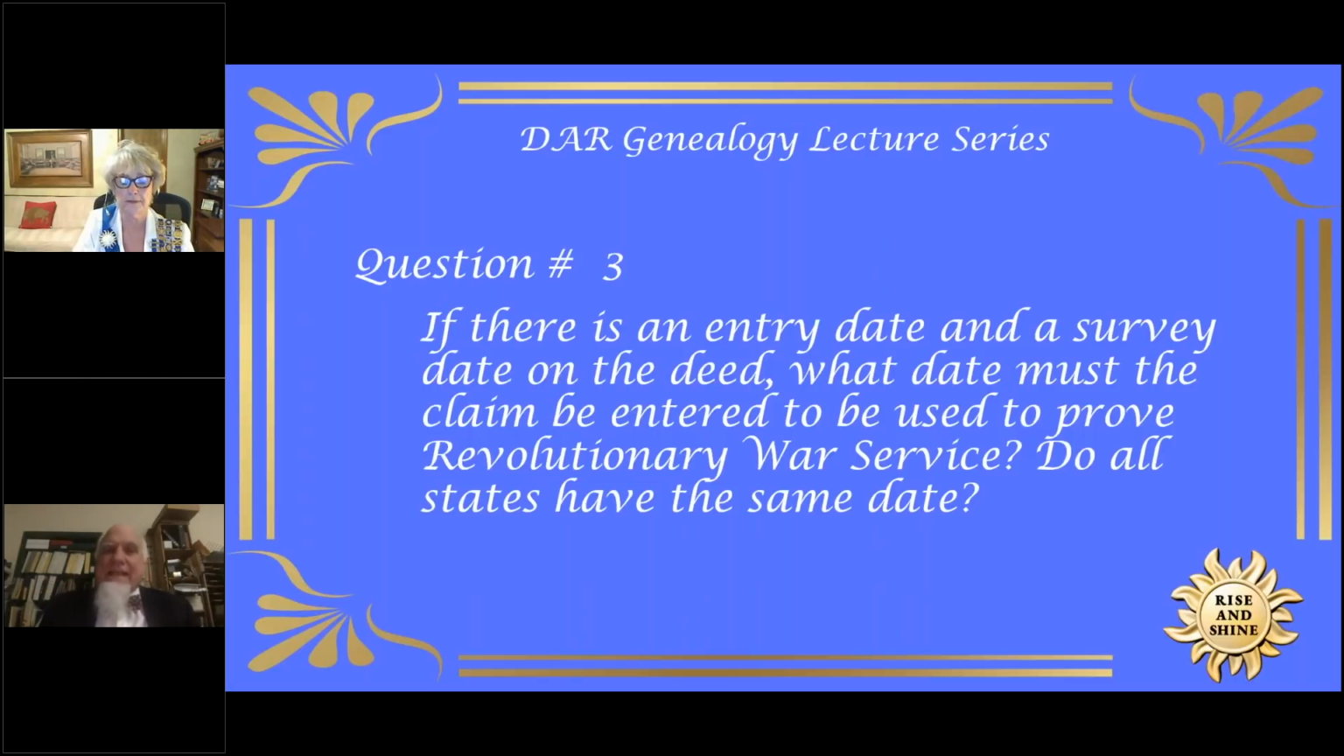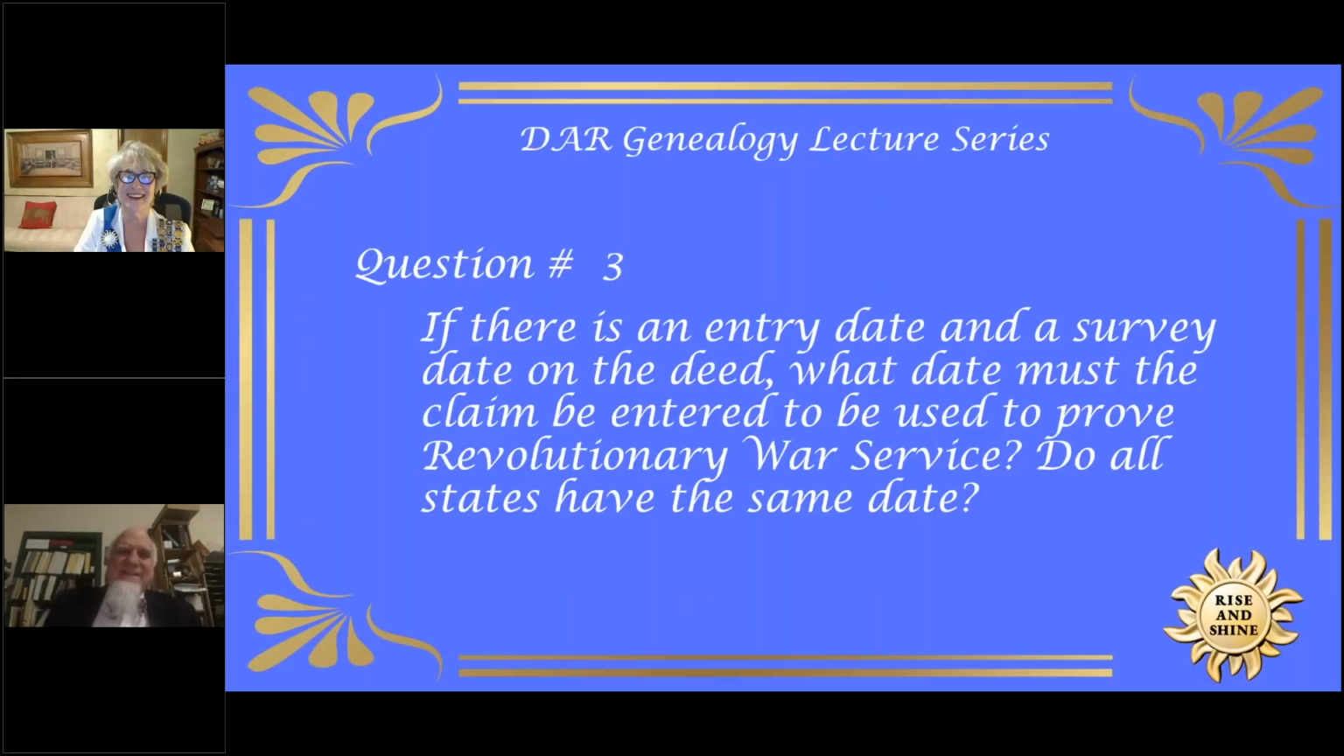Getting the patent is what proves the service. The bounty land is after the fact. Now, there is an exception, and that exception is Georgia, because in Georgia, you don't have the entry dates, you don't have anything except the initials RW after the person's name in the surveys or the grants, and there's no paperwork to back that up. But we recognize that if it says RW, they do have Revolutionary War service. We just don't happen to know what it is.